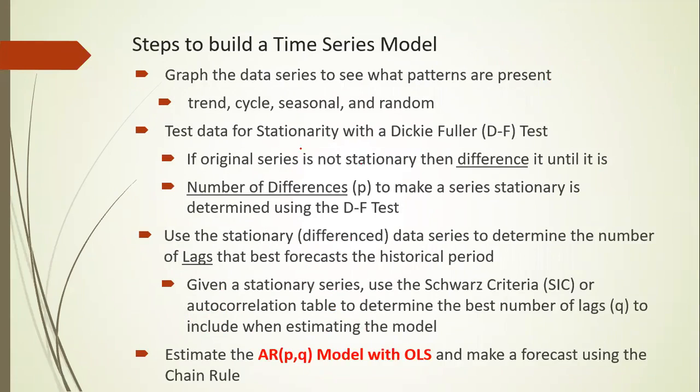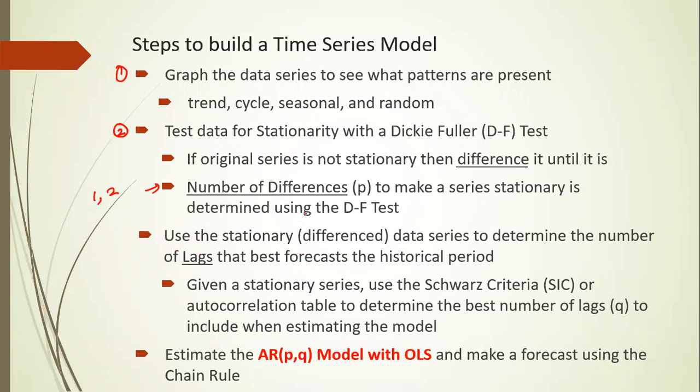Now, in order to build a time series model, what are the steps that we'll follow? First thing to do is to graph the data series to see what patterns are present in the data and decompose. So this is step one. Step two: test the data for stationarity with the Dickey-Fuller test. Then, if the original time series is not stationary, difference it until it is. The number of differences to make the data stationary is determined using the Dickey-Fuller test, or you can sometimes do trial and error also, no problem. Typically one or two differences is what we'll see later on.